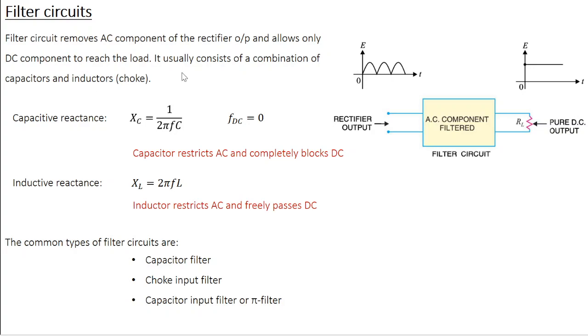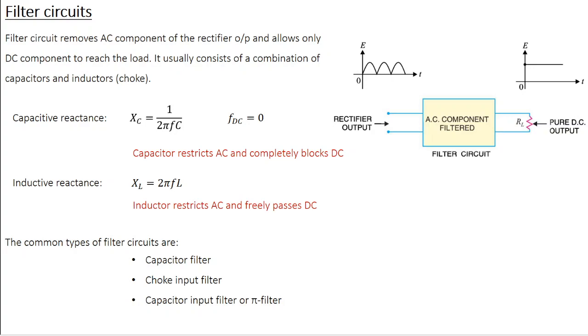So you can see this is the layout of the filtering action. You have the rectifier output fed into a filtering circuit, and the output of the filter is given to the load resistance. At the input side you have both AC and DC. On the output you have only pure DC. So this is the case of an ideal filter circuit.